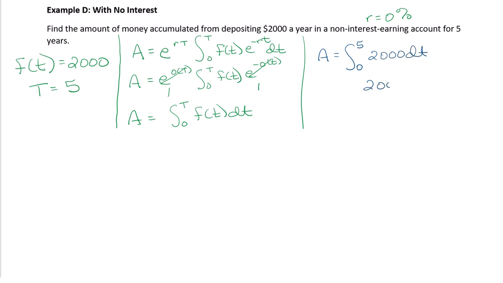So this one we can do by hand. It'd be quick and easy. If we integrate that, we get 2,000t from 0 to 5. 2,000 times 5 minus 2,000 times 0 is just going to give us $10,000. Did we need to do all that work? No, we could have just multiplied 2,000 by 5, but you get the idea.